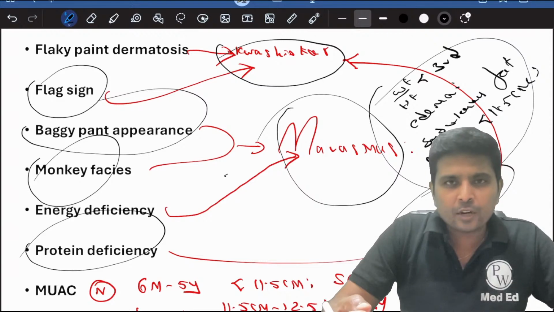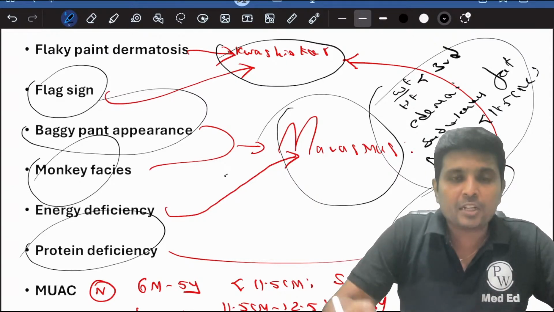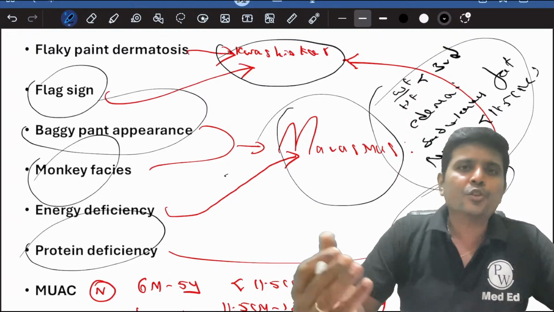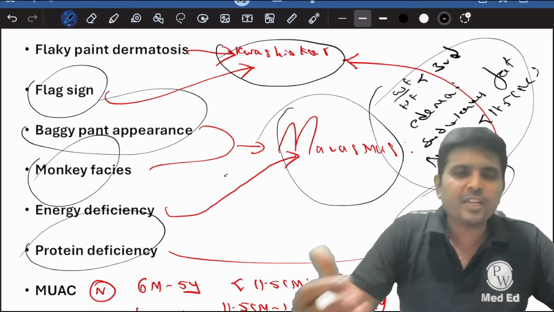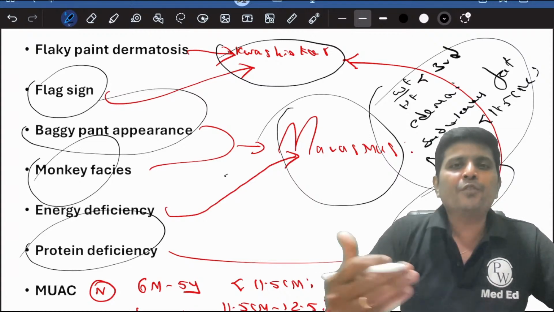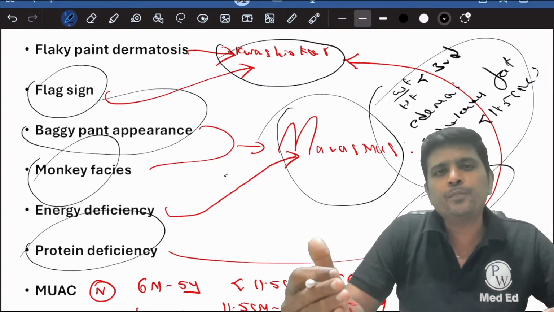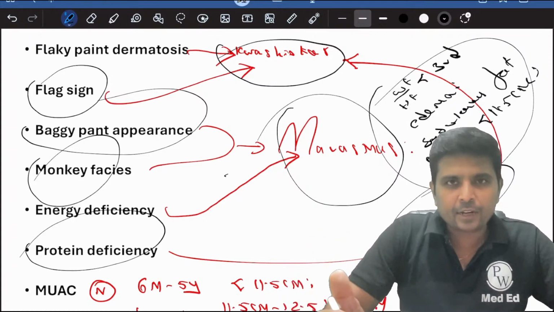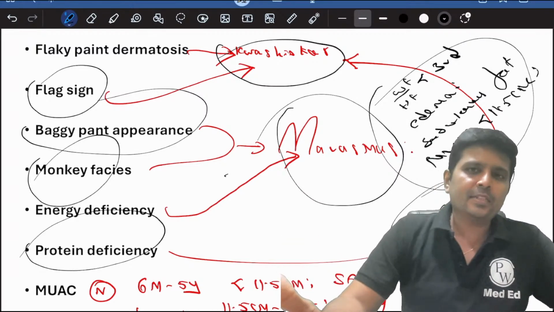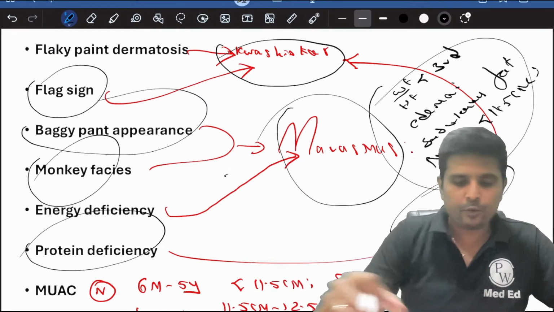So how to calculate this? We have a special tape called Shakir's tape. In Shakir's tape, if you get red color, it is called severe acute malnutrition. Invariably, it means that your mid upper arm circumference is less than 11.5. If you get yellow, it means 11.5 to 12.5, and it is called moderate acute malnutrition. If it is more than 12.5, it is green in color. In Shakir's tape, it is called no malnutrition.